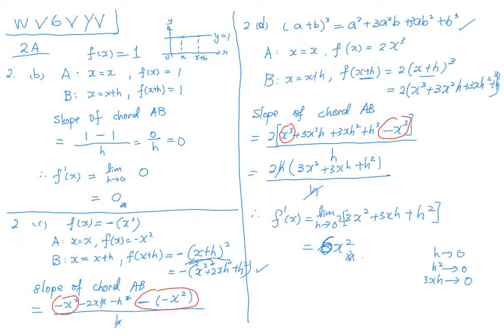Okay, Miss. So the rest you should be able to do it, correct? So your slope of the chord will be negative 2x minus h. Then you take the limit, you get the answer negative 2x. Yeah?